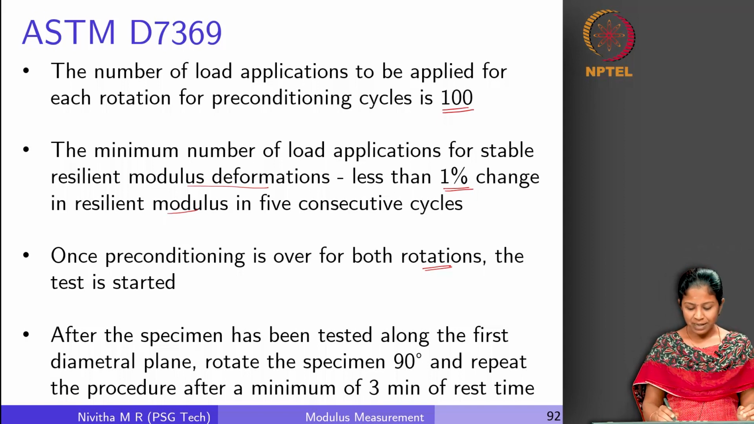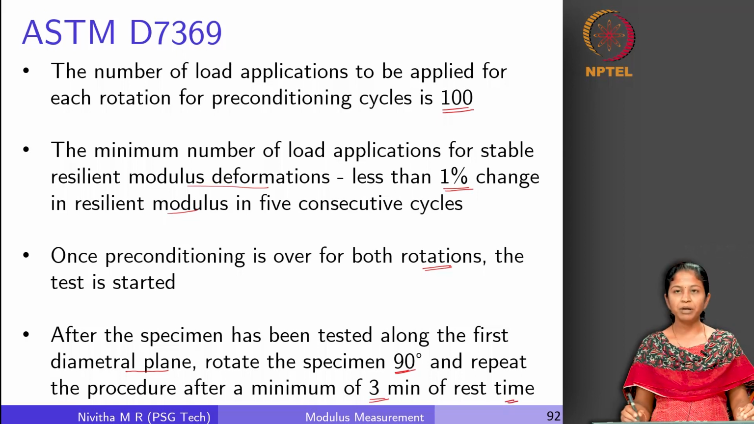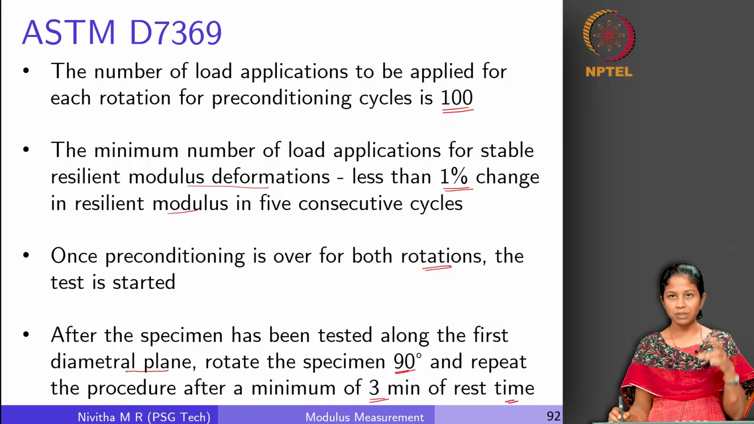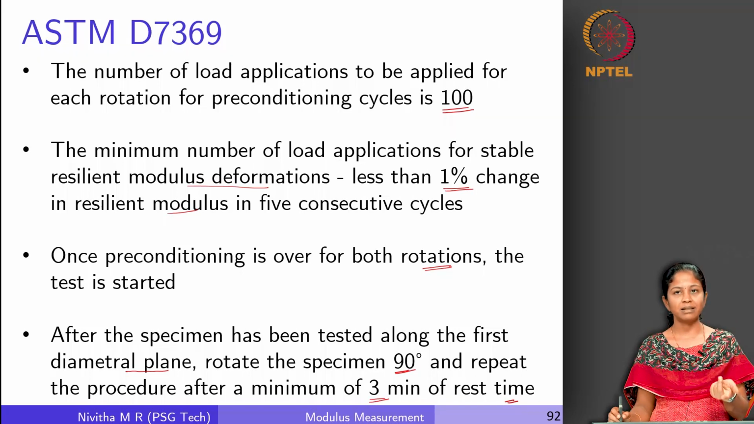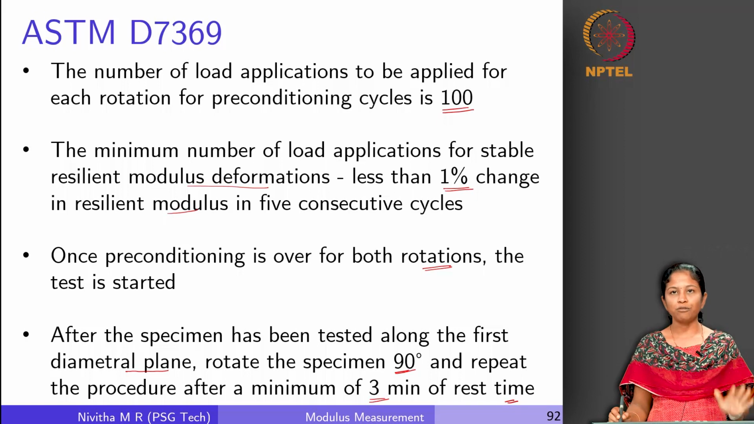So after the specimen has been tested along the first diametral plane, we rotate the sample by 90 degrees. We repeat the procedure with a minimum of 3 minutes rest period between the two positions, right. So once we finish the test in 0-degree position, rotate it by 90 degrees, wait for 3 minutes and then start the test in the new position, 90-degree position. So this is the test procedure. Again we are going to take the values of only 5 cycles after the preconditioning is over for calculation purposes, right.